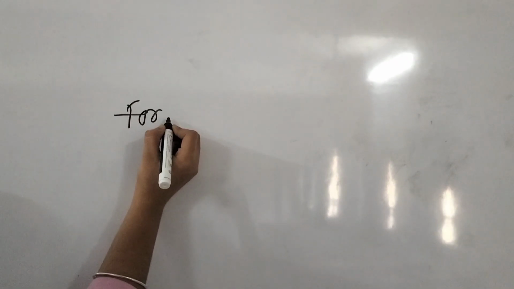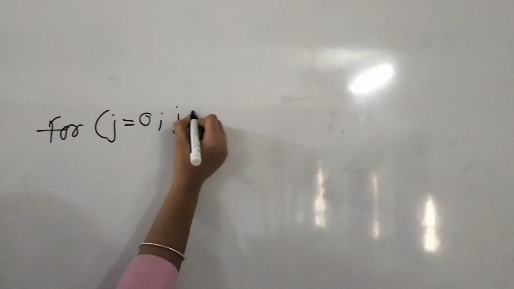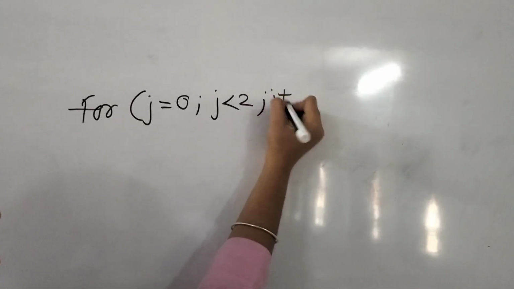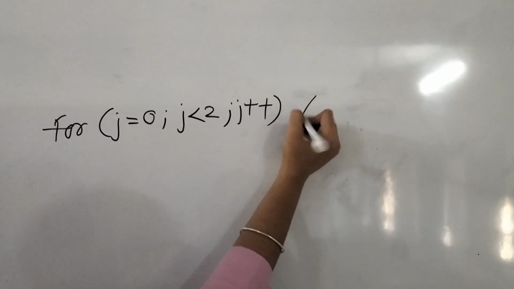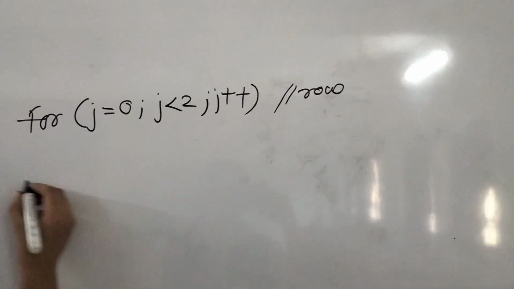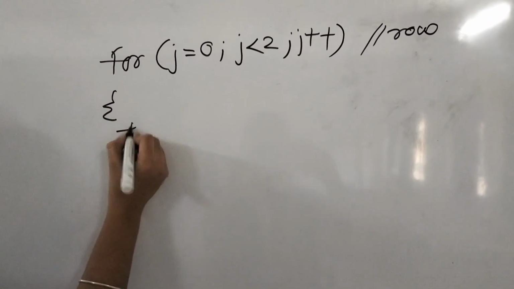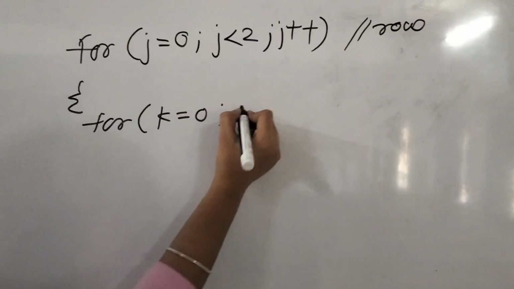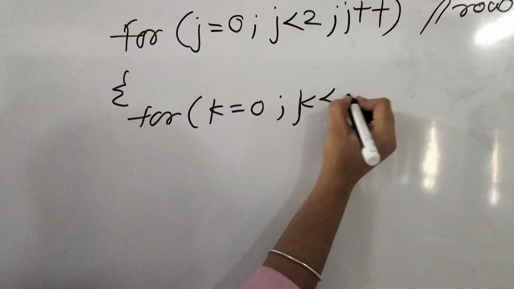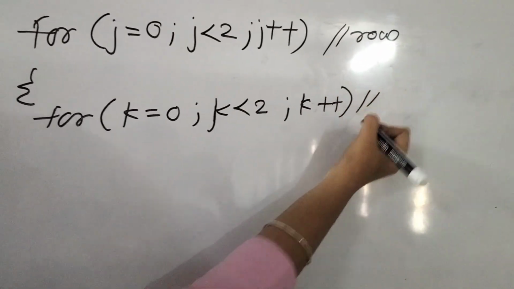There we check the condition once. Again we check the condition, j is equal to 0, then j plus plus, this is for our rows. Again we open the curly bracket. Again check the condition, now for k. k is equal to 0 up to the limit, and write k plus plus, and this is for columns.